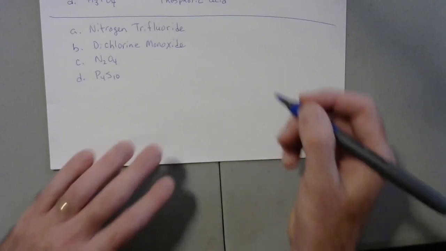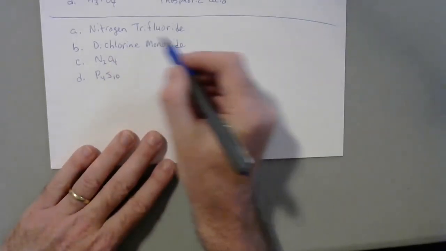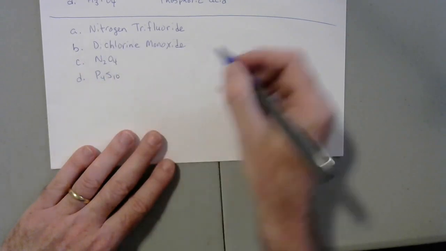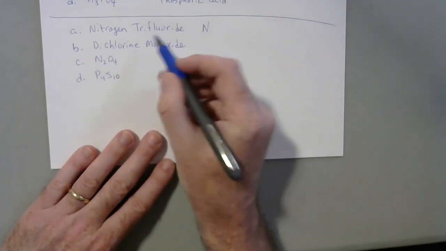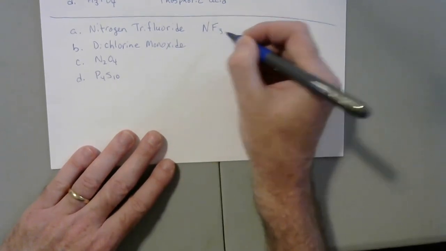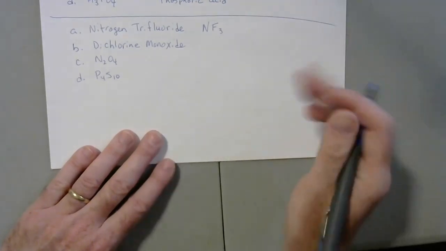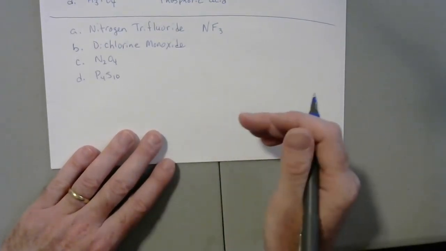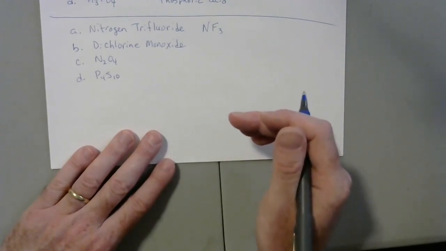All right, let's look at these binary molecular compounds. Nitrogen trifluoride. Remember, we omit the mono from the first element, so that means there's one nitrogen. Trifluoride, that means there's going to be 3 fluorine atoms. I don't use charge. I just use the prefixes to determine how many of each thing.